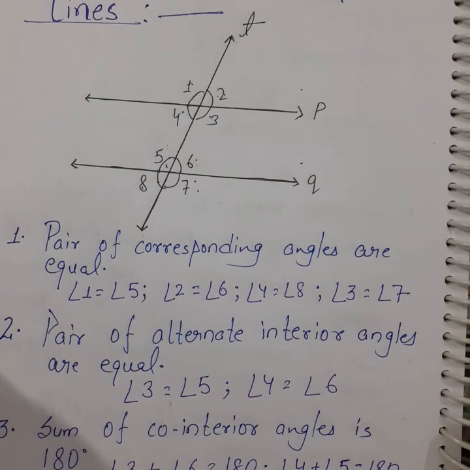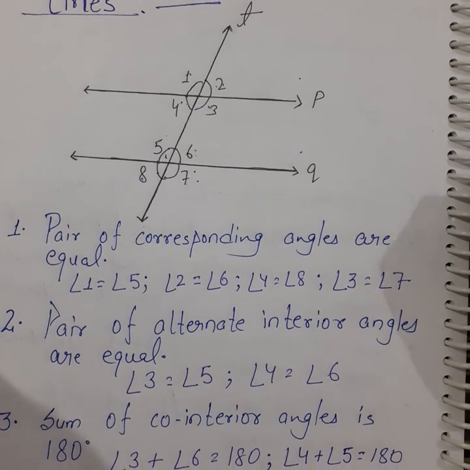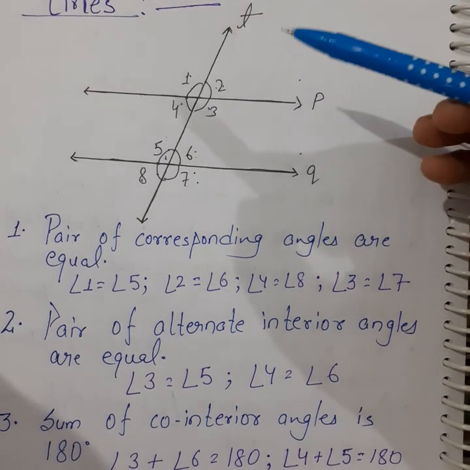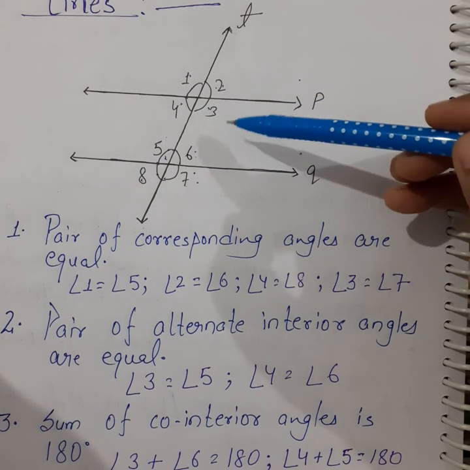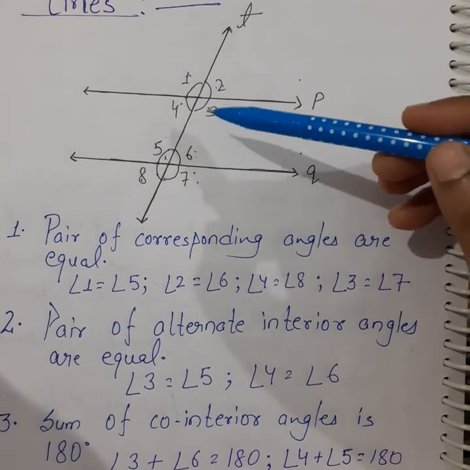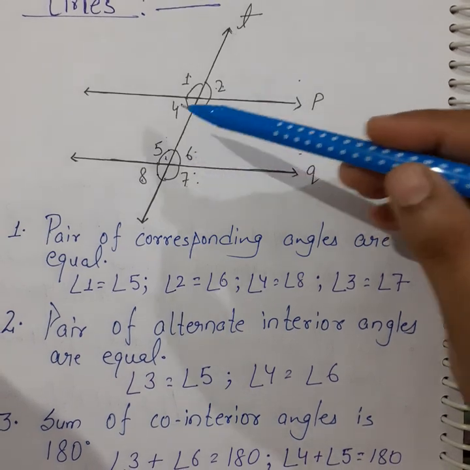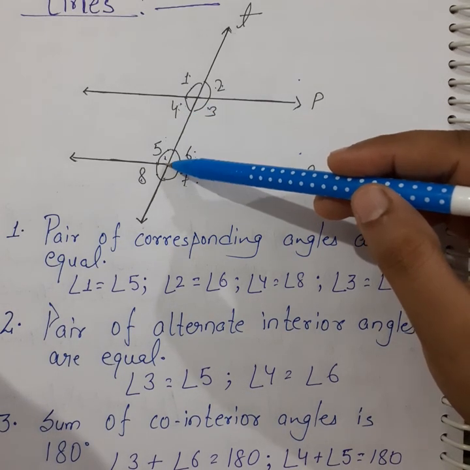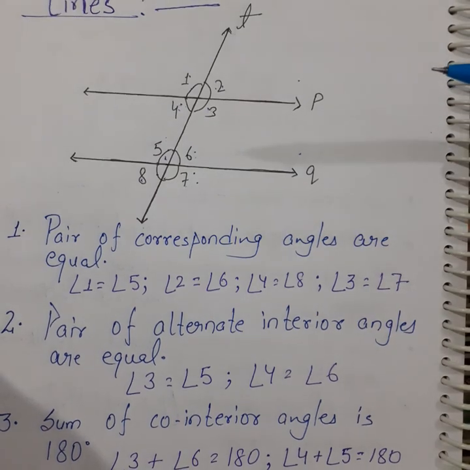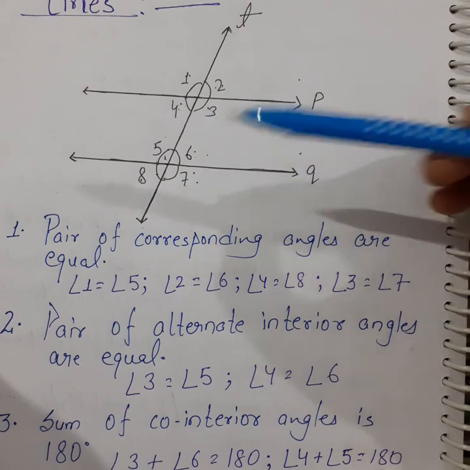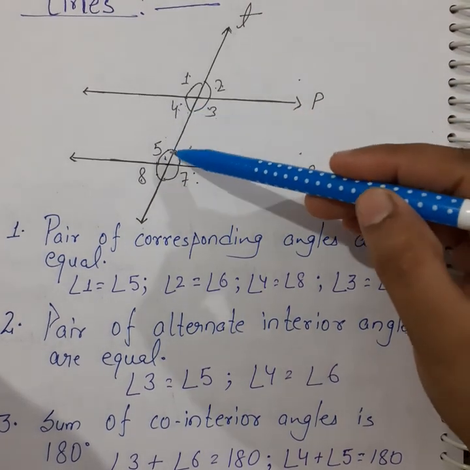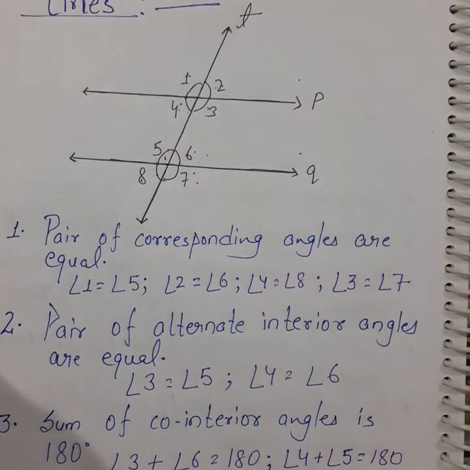And the last, sum of co-interior angles is 180 degrees. Co-interior: inside and same side of transversal. So 3 and 6 co-interior, 4 and 5 co-interior. So the relation is sum of co-interior angles is 180 degrees. It means angle 3 plus angle 6 is 180 degrees, angle 4 plus angle 5 is equal to 180 degrees.